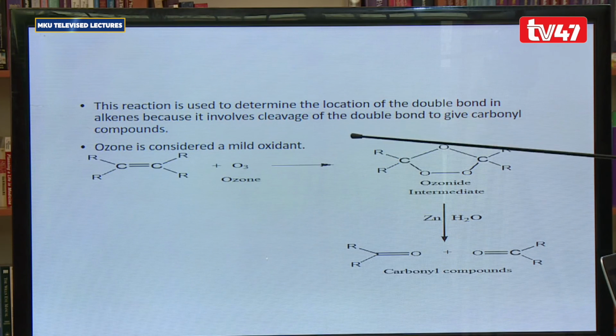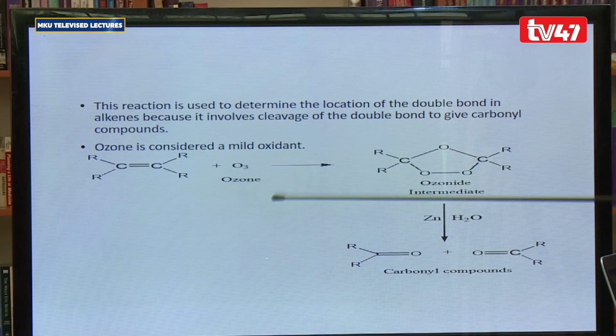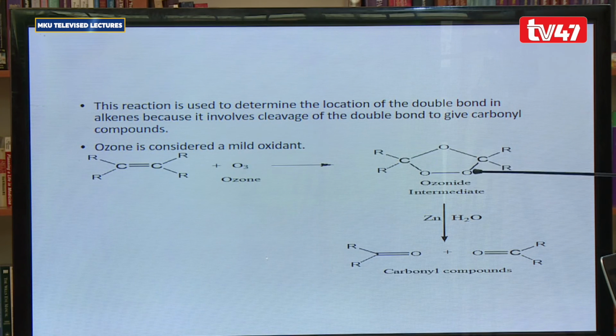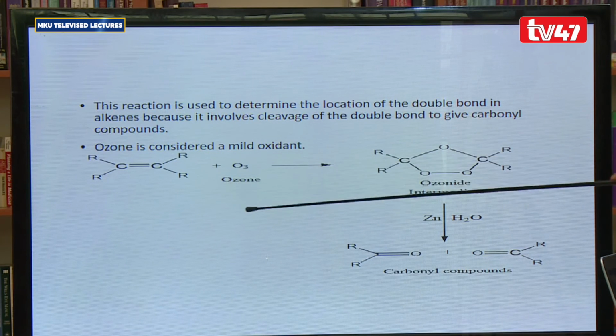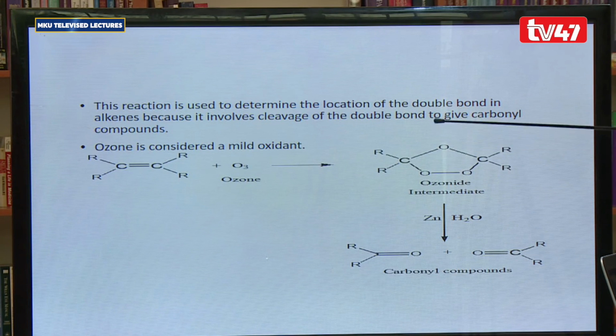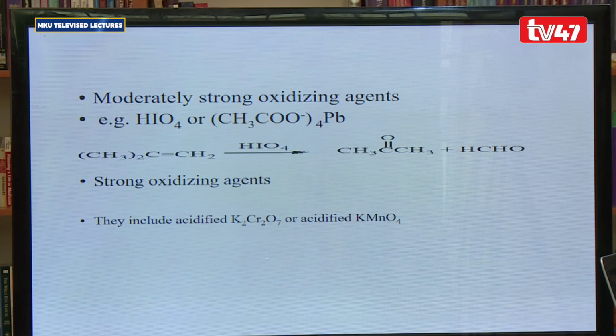Now, the other type of reaction involving alkenes is the addition of ozone, O3. In the addition of ozone, oxygen atoms will add to the double bond, one to each carbon, so that you have what we refer to as an ozonide intermediate, which breaks down into the resulting ketones or aldehydes, depending on the type of molecule that you have.